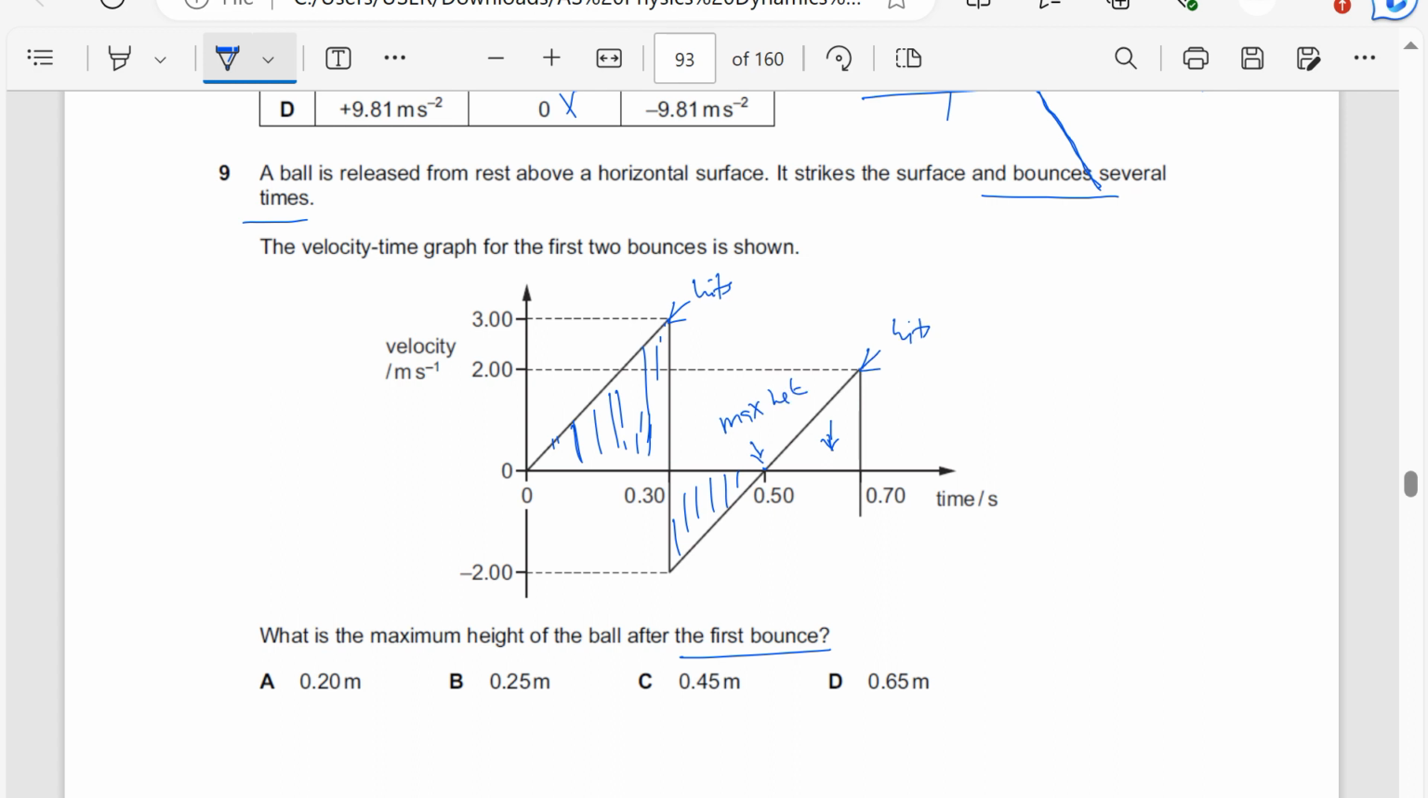So what is the maximum height of the ball after the first bounce? After the first bounce, this is the area we need here. So the height h is going to be a half times (0.5 minus 0.3), which is 0.2, times 2, which gives us 0.2 meters. So we need the area under this part here because this is the distance it moves to the highest point after the first bounce. So we get the area there, which is 0.2. So the answer is A.